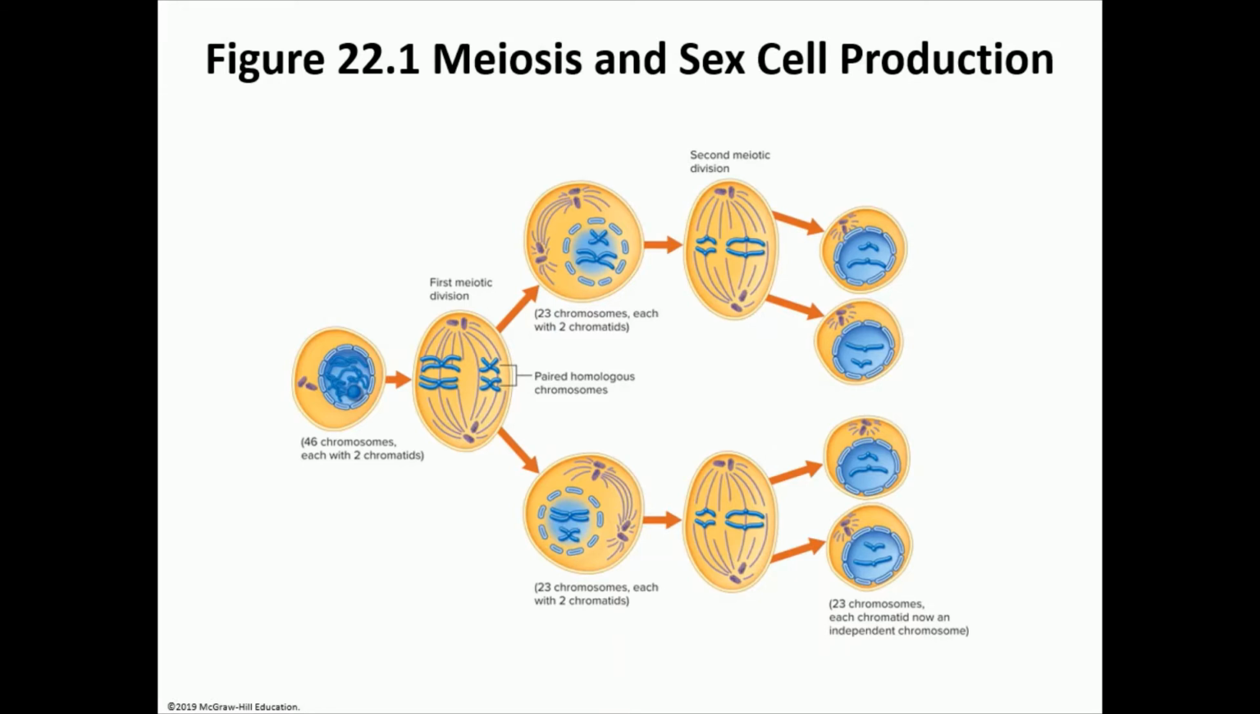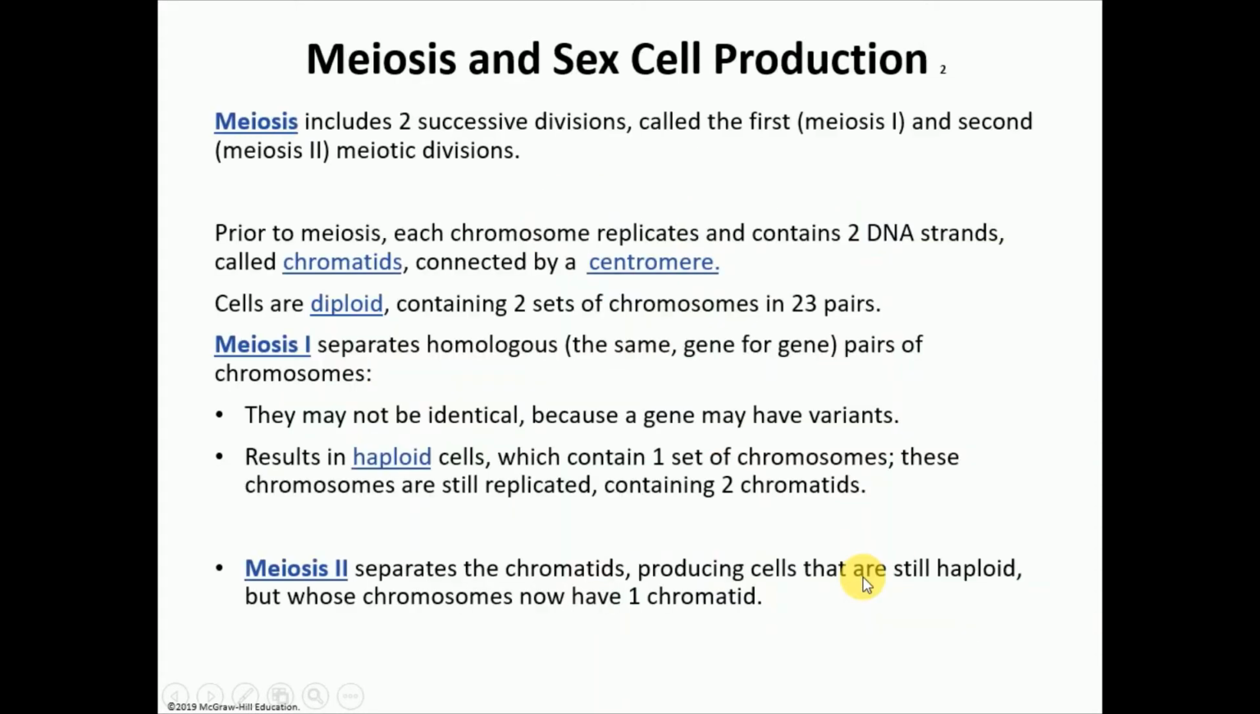To wrap up the differences between meiosis 1 and meiosis 2: in the first meiotic division, your aim is to split these chromosomes in half. You end up making haploid cells with two chromatids in each chromosome. In your second meiotic division, your aim is to split these chromatids from each other, and you'll end up making haploid cells where each chromosome is made out of just one chromatid.